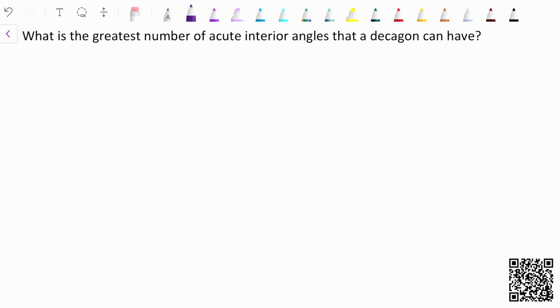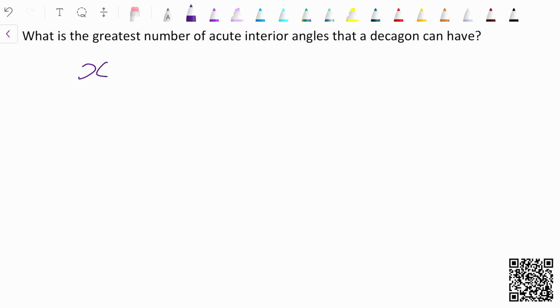Today's only question is, what is the greatest number of acute interior angles that a decagon can have? So firstly, let's deem the number of acute interior angles as x, okay? X is our good old handy number.